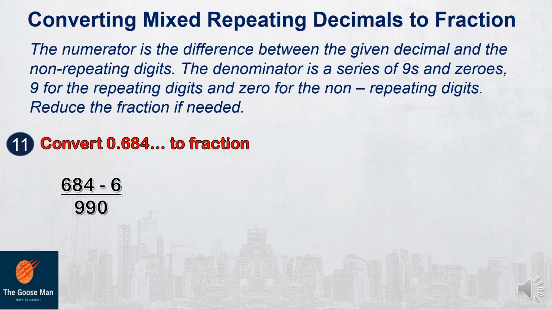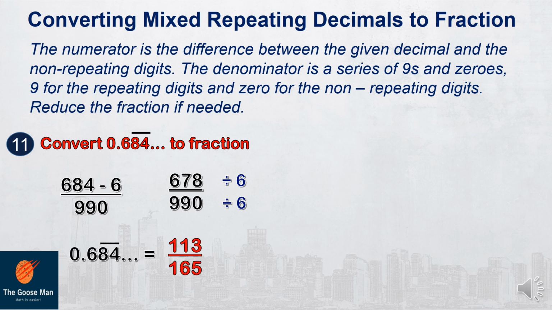So take note that the given is 684 as the number minus 6, which is non-repeating digit, divided by the denominator, which will be series of nines and zeros. Since we have two repeating digits, 8 and 4, we will write two nines and one non-repeating digit, which is 6, so we have 1 0. Simplifying it further, we have 678 all over 990. Then divide it by 6, both the numerator and denominator. So the given decimal is the same as 113 all over 165.